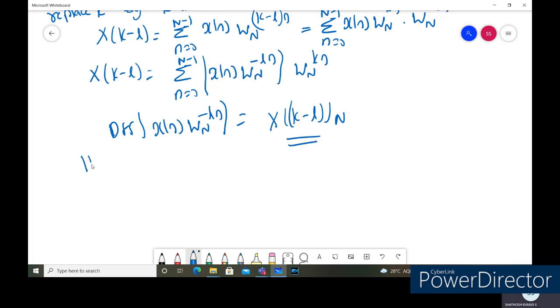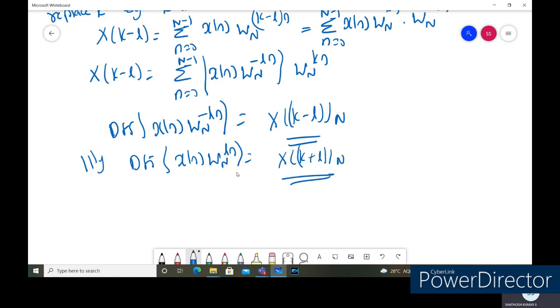Similarly, we can write the other version, that is the DFT of x of n into omega to the power of plus ln, which we can write as X of (k plus L) mod N. So this is the other shifted version. This is the right shift in the frequency domain, and this is the left shift in the frequency domain.